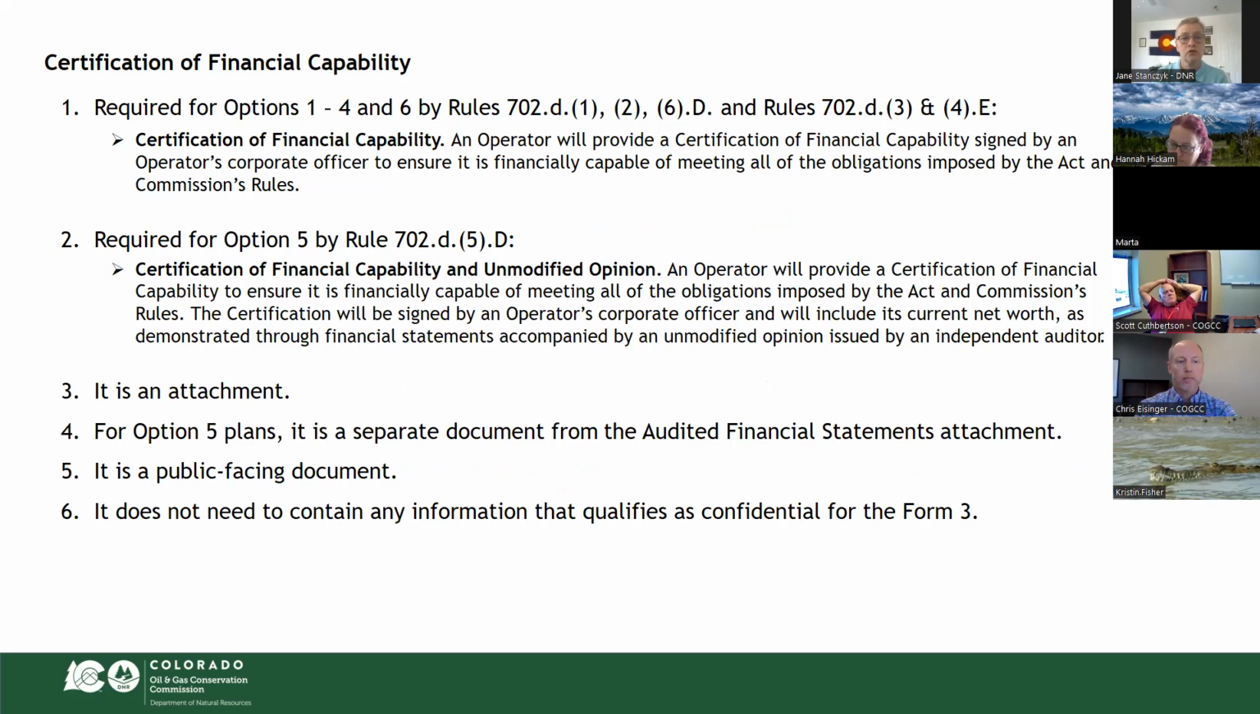So the certification of financial capability is required for all the options. I've put the rules in there for you to see. It's an attachment because it's a signed document. We need to see it. For option 5, it's separate from the attachment I just described for the audited financial statements. This is meant to be a public-facing document, and there's no need for it to contain information that would qualify as confidential. Next slide, please, Hannah.